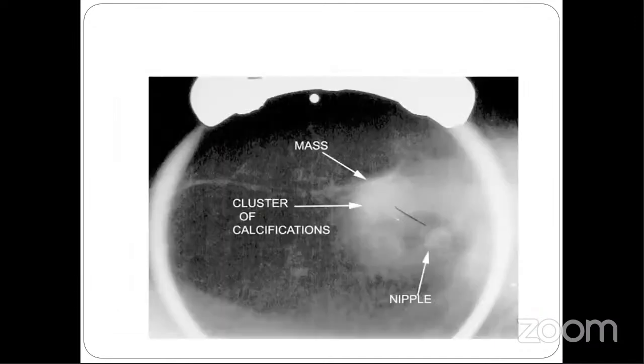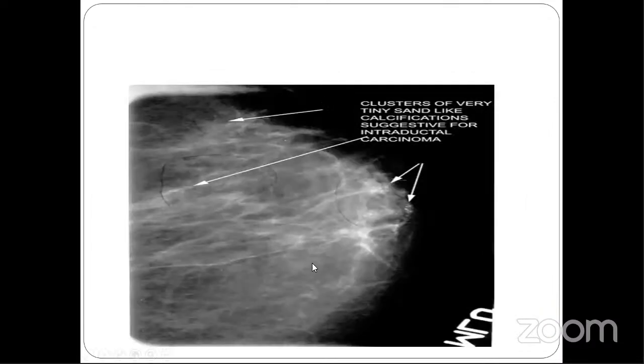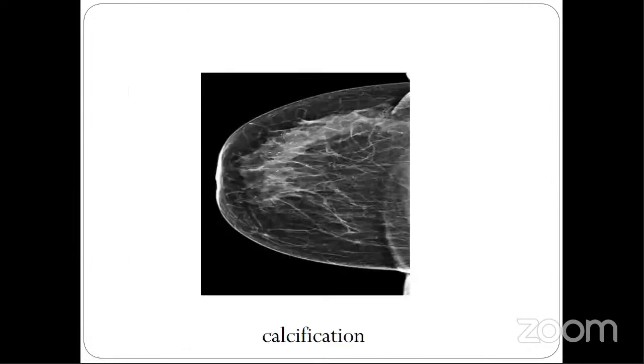Okay, then we will go to this mammography, as we said, calcification. A cluster of very tiny sand-like calcifications, as we can see here, suggests most probably intraductal carcinoma. But as we said, 10 to 15% may be mammography negative or normal, and the patient has breast cancer. Now also we have here calcification, as we can see here, small calcification in mammography.